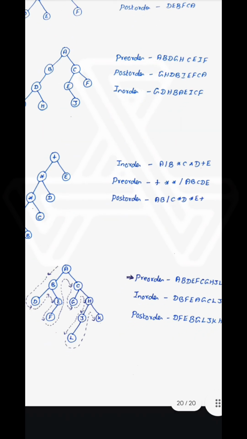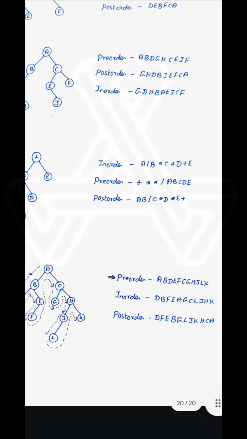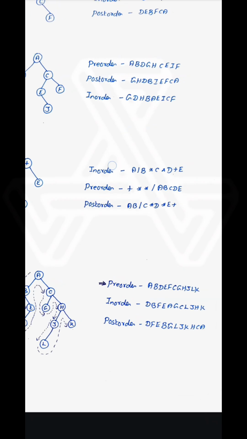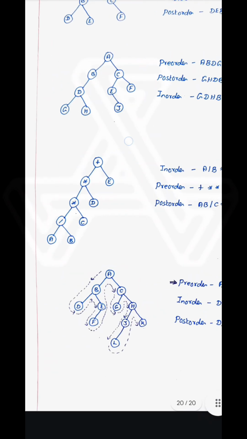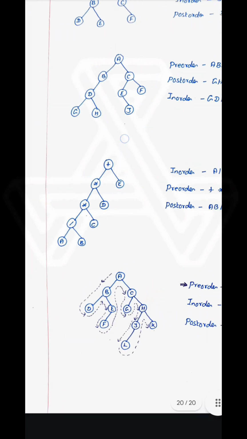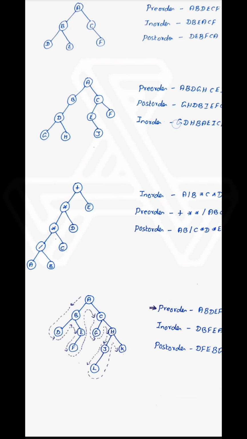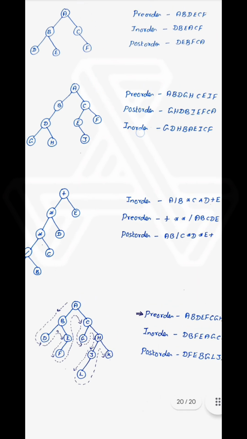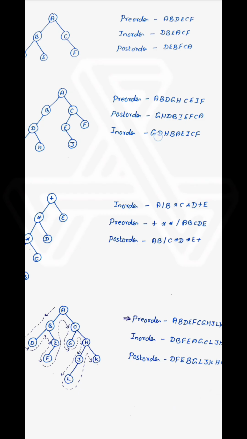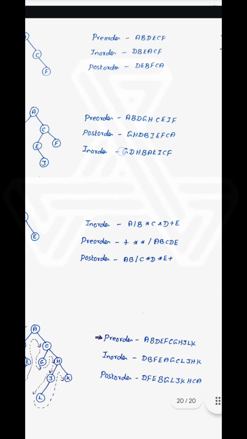Inorder traversal: D, B, F, E, A. Then G, C, L, J, H, K. Postorder traversal will be D, F, E, B. Then again G, L, J, K, H, C, A.